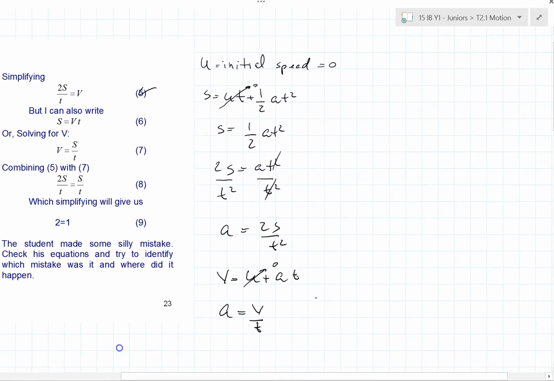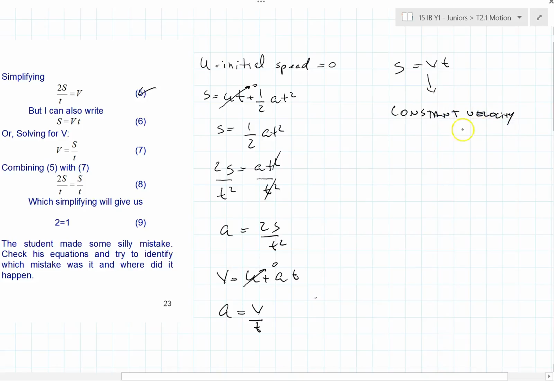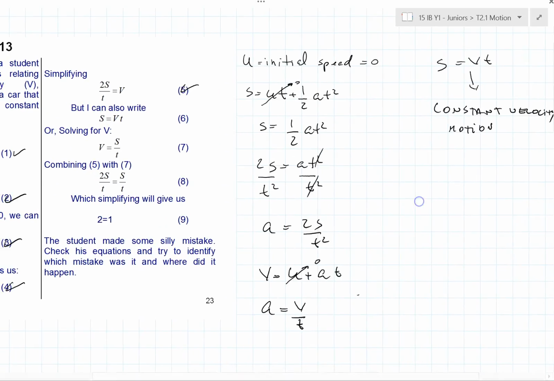Now, when he does equation number 6, S equals Vt. S equals Vt is an equation that comes from constant velocity motion. But this problem is not a constant velocity motion problem because it has acceleration. So here is my problem. Equation 6 cannot be used in here now because I have acceleration.